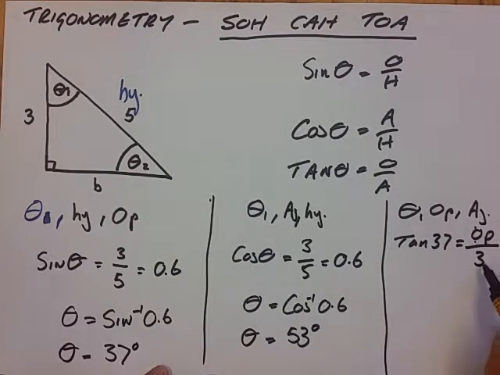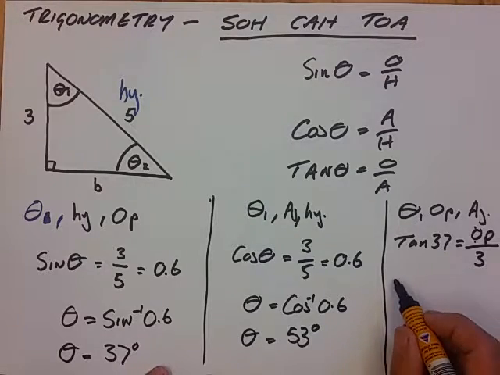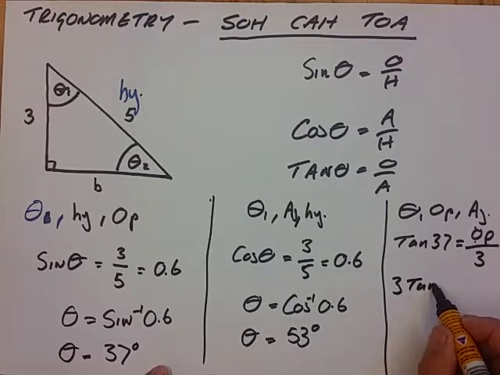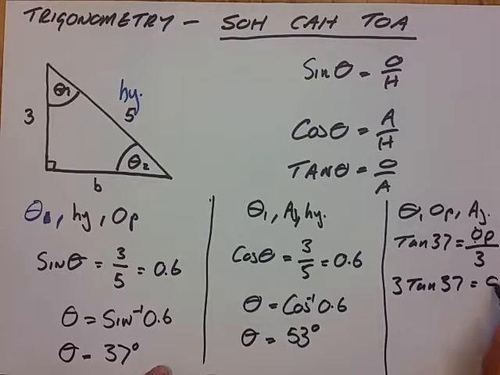If we rearrange this formula, throw the 3 over to the other side, it becomes a times. So 3 tan 37 equals our opposite. 3 tan 37 equals 4, which is our opposite. And that's just a very quick demonstration of the 3 formulas we use to solve problems on right-angled triangles. My next trigonometry video will be on solving problems with non-right-angled triangles.